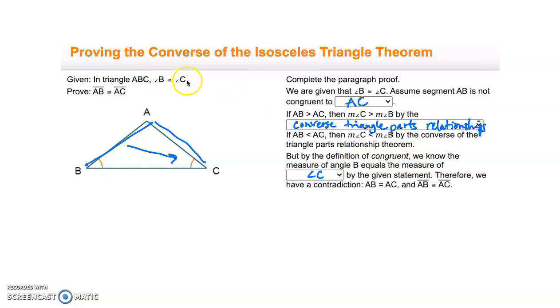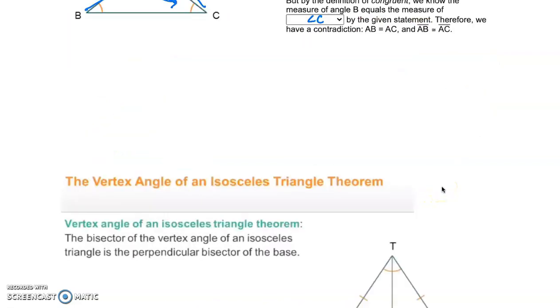Because angle B is equal to angle C, so the measures are equal. So therefore we have a contradiction. This says AB is greater than AC, but that's a contradiction. So AB equals AC, and therefore they must be congruent.